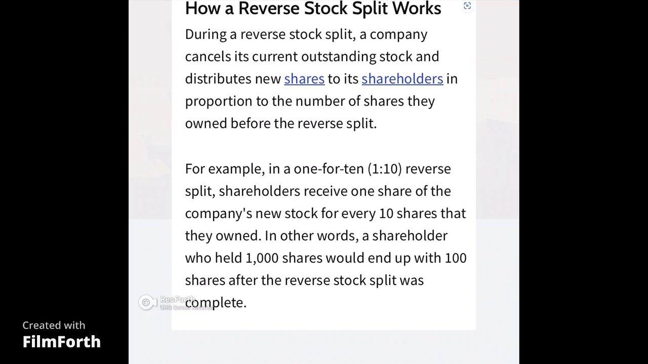So, for example, in a 10-for-1 reverse split, shareholders receive 1 share of the new stock for every 10 shares that they owned. In other words, the shareholder who had 1,000 shares would end up with 100 shares after the reverse stock split was complete. But again, guys, it doesn't change the value at the time of the split. It's the same. However, it can as a result, and we'll get into that in a minute as well.